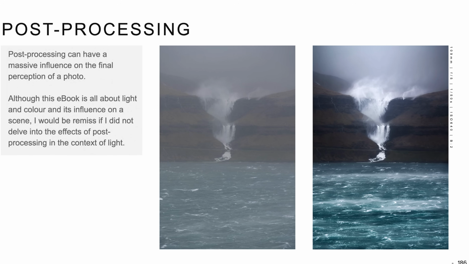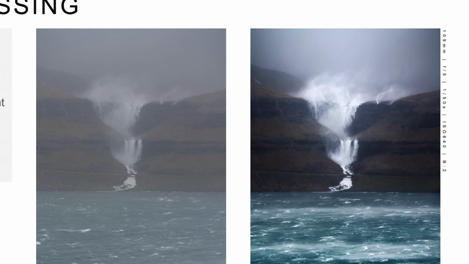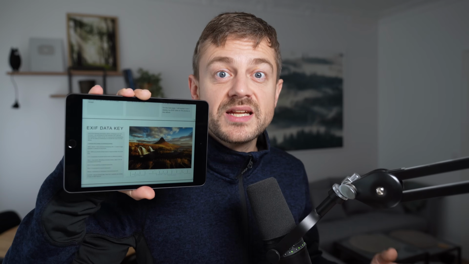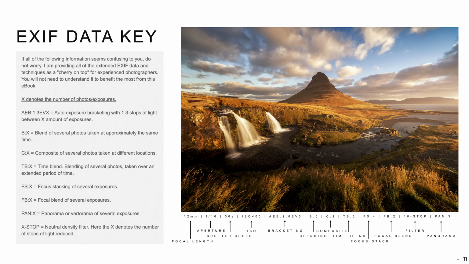Therefore, I've added extended EXIF data, which at first glance can look a little bit confusing for the beginner photographer. But I did add an explainer page where you should be able to deduce what all the different numbers and letters mean. If the extended EXIF data is too confusing, you can just ignore it to begin with. It doesn't take away from the main points of the ebook.